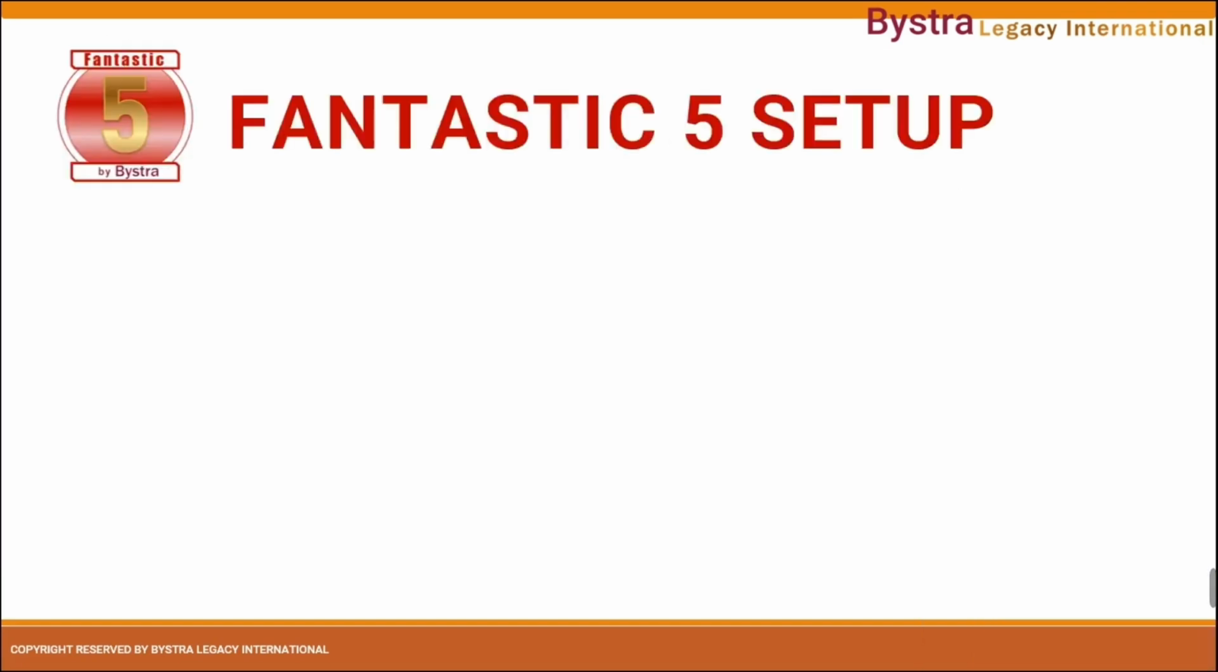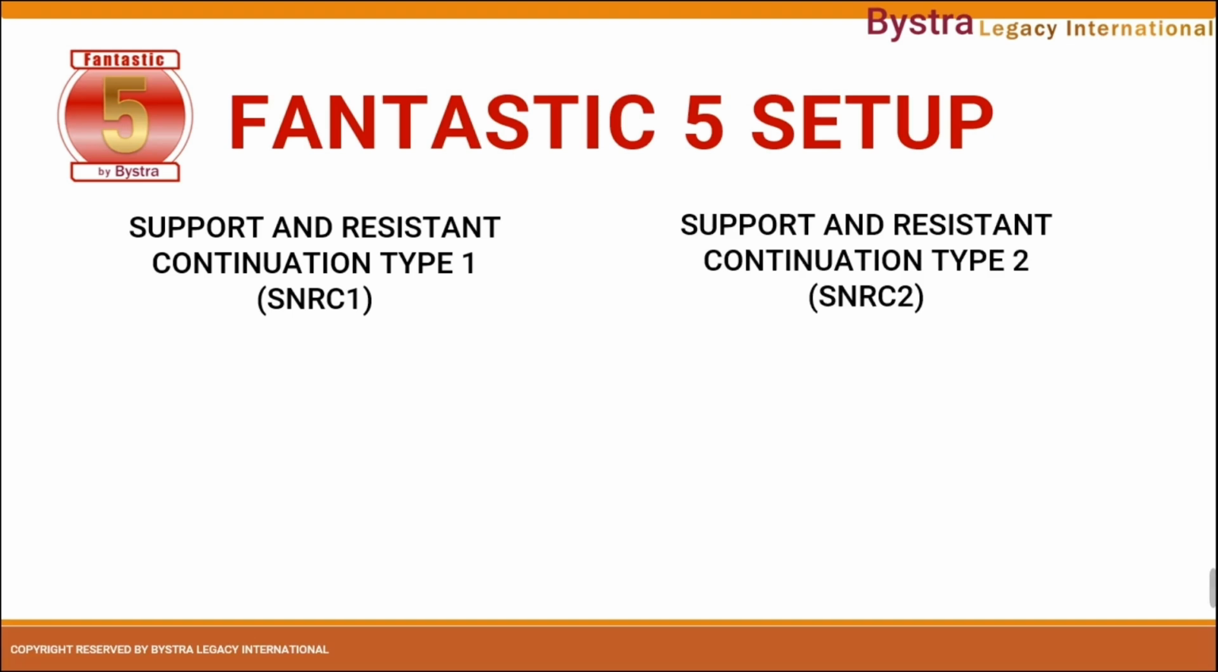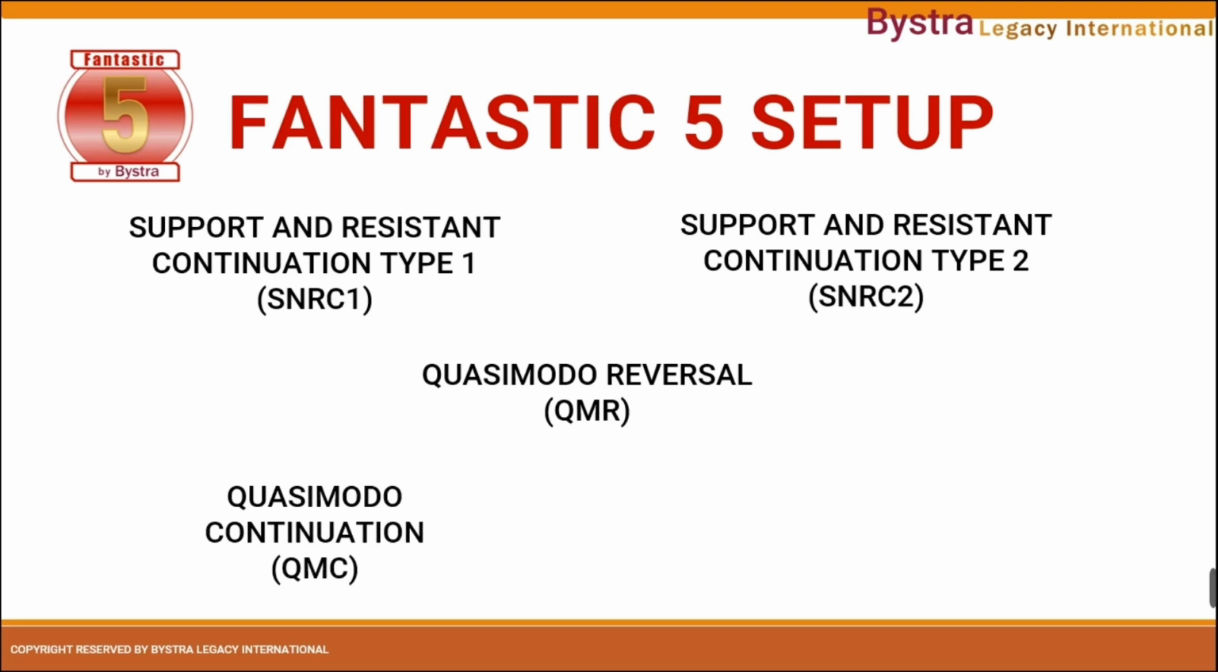The first one, we would have the support and resistance continuation type 1, short form SNRC1. The second, we would have the support and resistance continuation type 2, short form SNRC2. The third one would be the Quasimodo reversal, QMR. Fourth one, the Quasimodo continuation, QMC. Last but not least, Quasimodo manipulation, or we call it the QM manipulation, short form QMM.